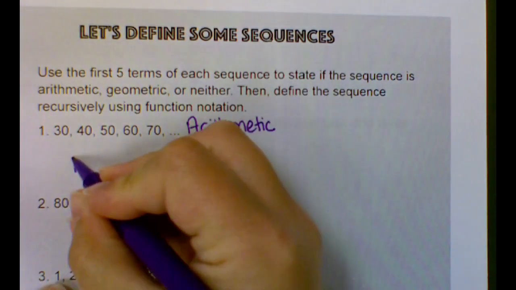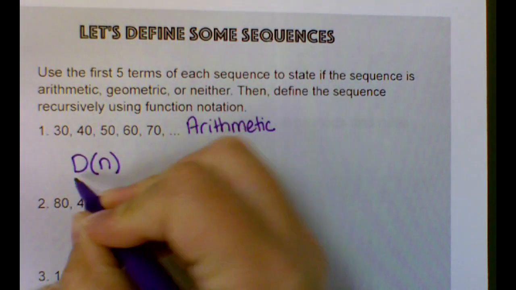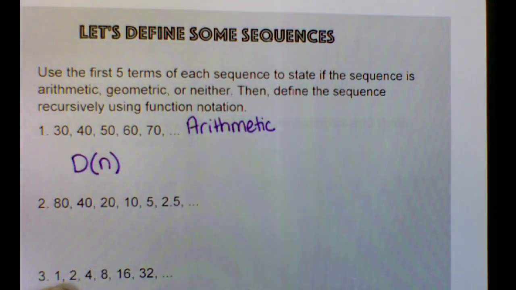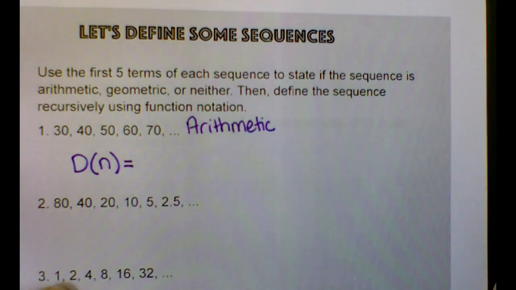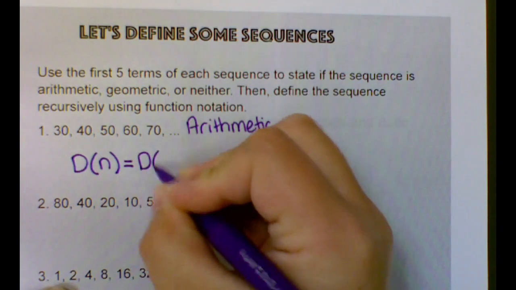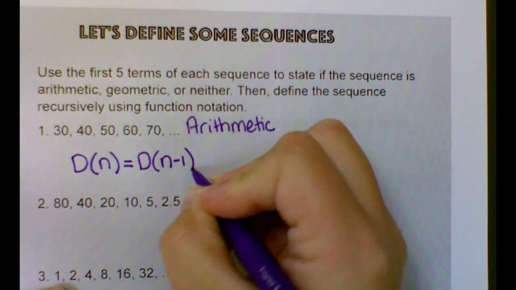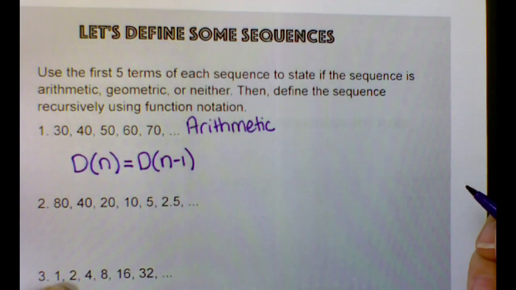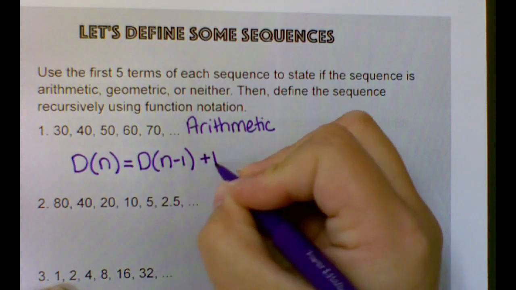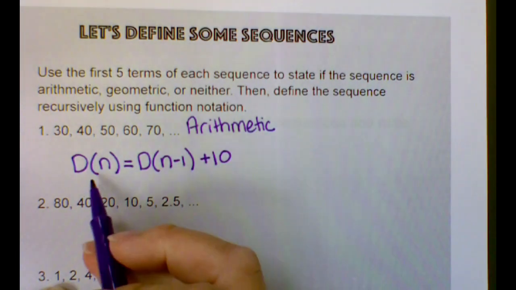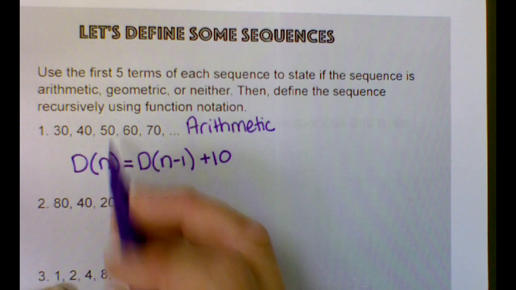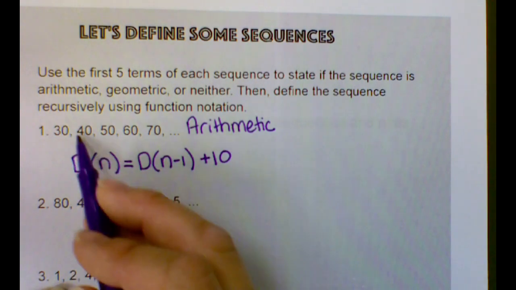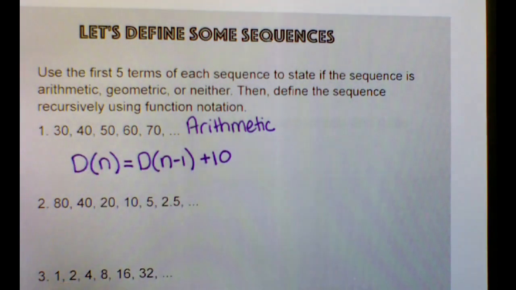So D of n, you can change the D here. You don't even have to use n. You can just choose a different variable. I don't care. But any term will equal the term before it, so D of n minus 1. And then we said the rule is to add 10, so I say plus 10. So this means to get the third term, 1, 2, 3, to get 50, I take the term before it, 40, plus 10. That makes 50.